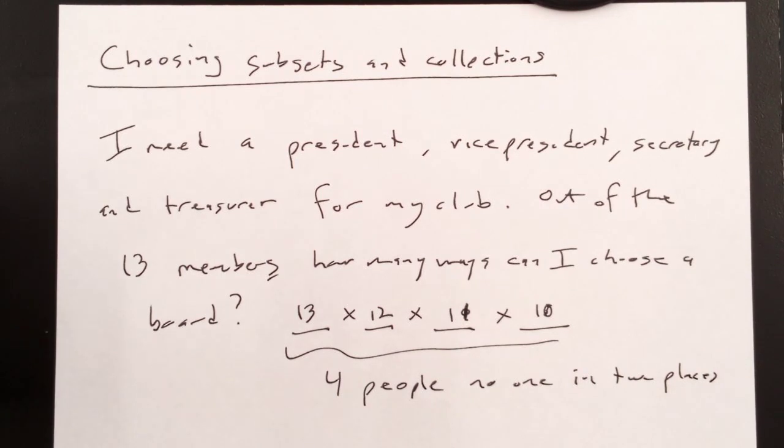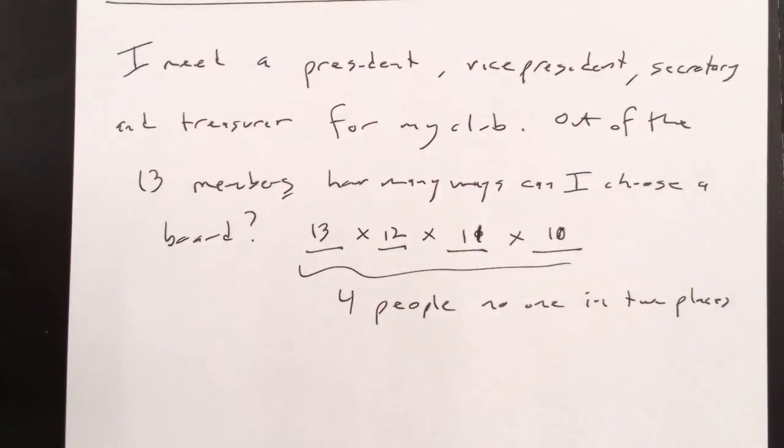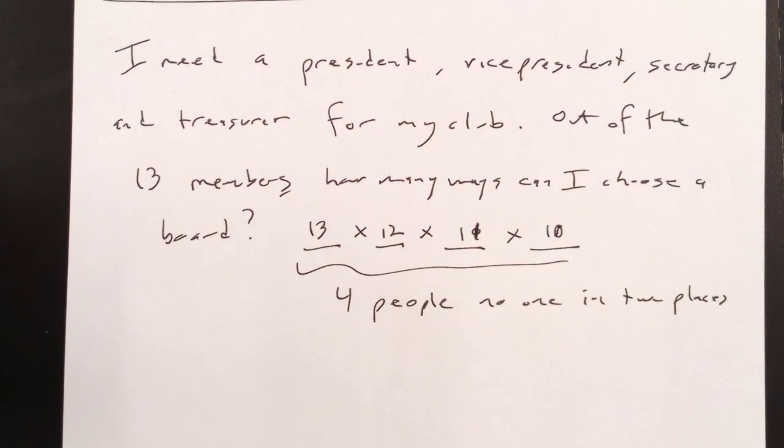If it was possible to have somebody serve in 2 spots, I'd have to change the way I counted this, right? But assuming you can only choose 1 person once, this makes sense. On the other hand, if I told everybody in the club to line up, how many ways could I line all of you up? Aha, 13, then 12, then 11, and so on. I do 13 factorial options.